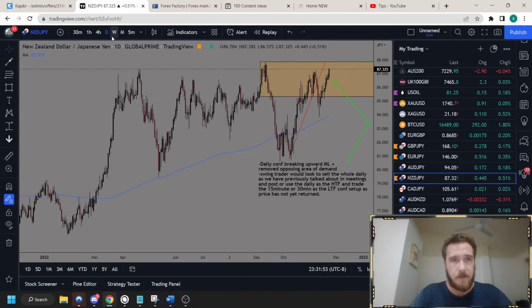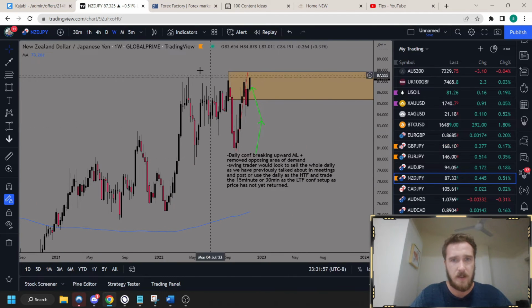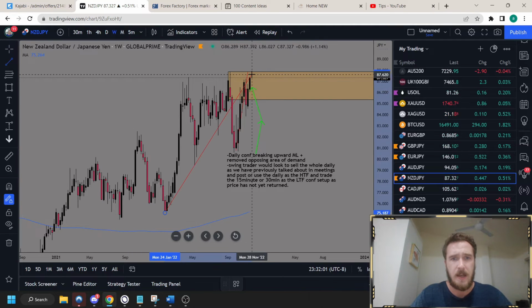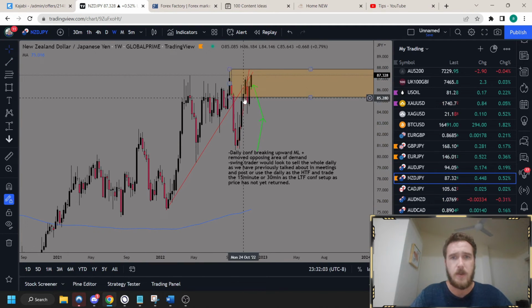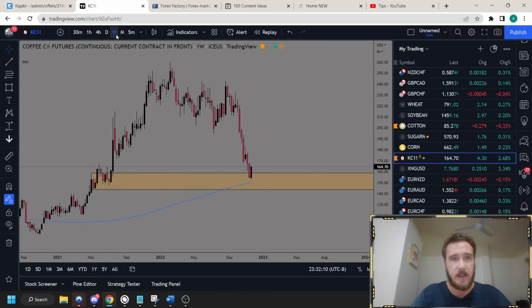New Zealand yen, weekly time frame. That is a weekly supply zone. It broke upward trend line, higher highs, higher lows. It broke that upward trend, so it is considered a tradable zone as well. It has a strong imbalance to the downside. All right, we look at coffee.